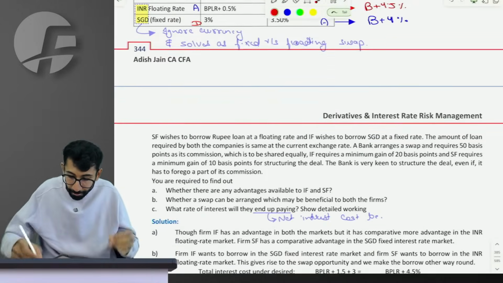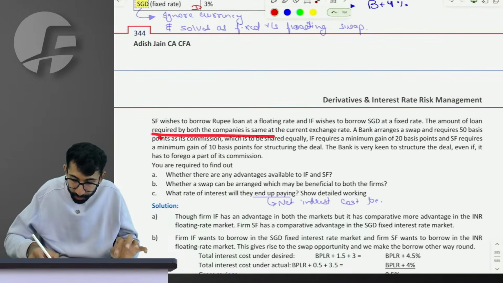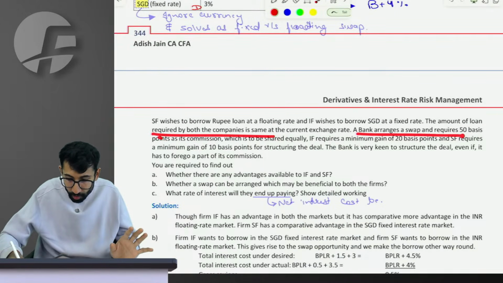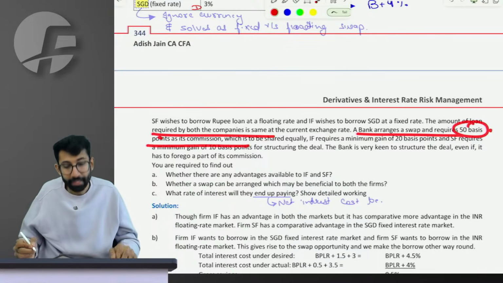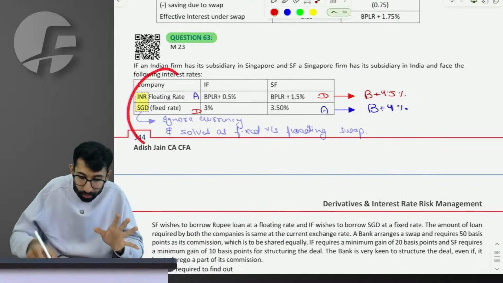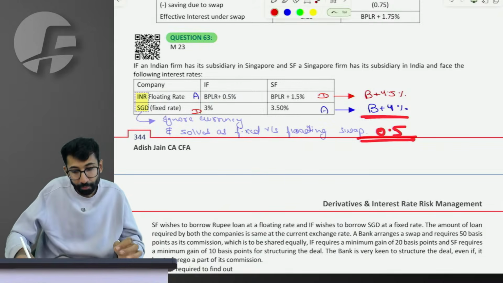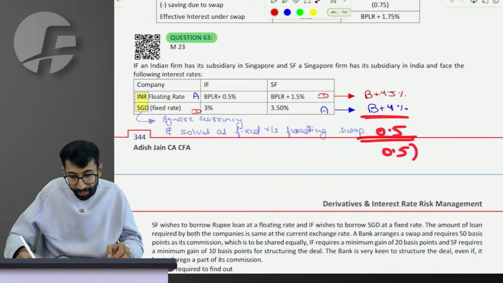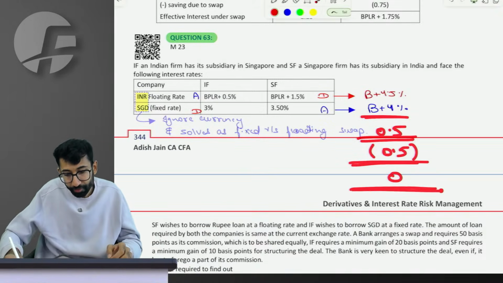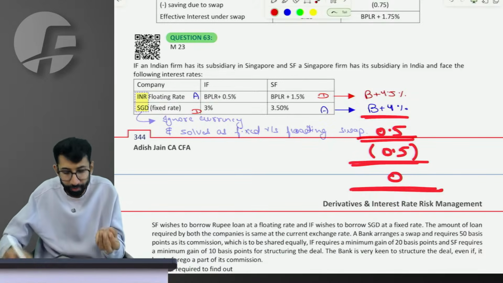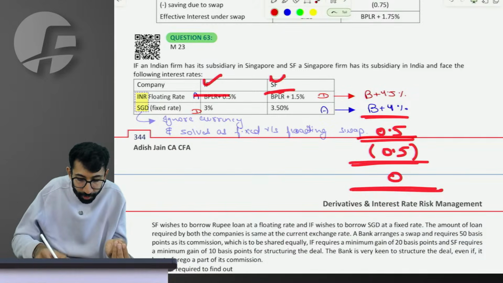So let's see. Loan amount required by both is same. Bank arranges a swap, requires 50 basis points as commission. So I will do the swap for you, but I will require commission. So you are anyway saving 0.5. Out of that 0.5, if I charge 0.5, what are you left with? 0. And if you are left with 0, how would you distribute it among yourselves?